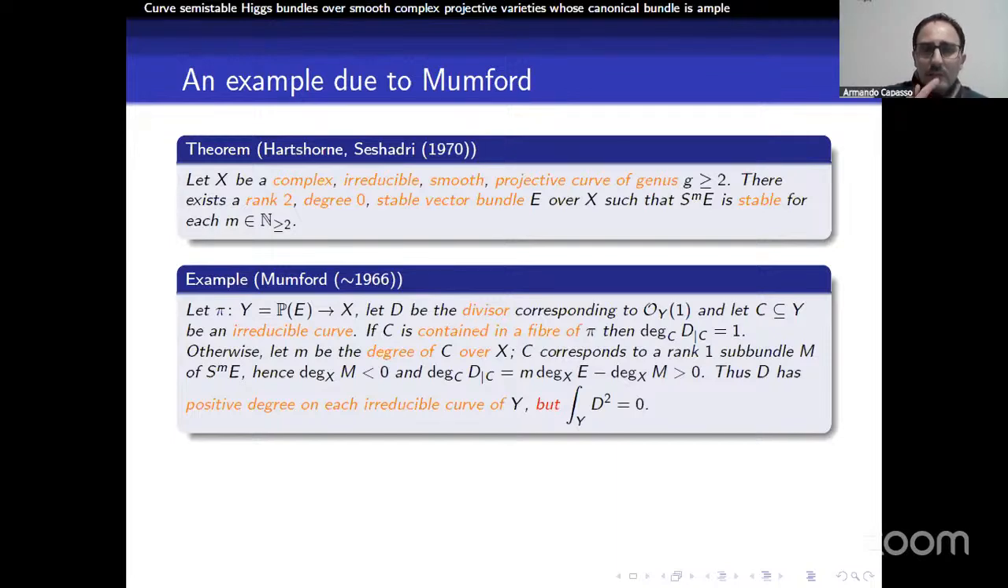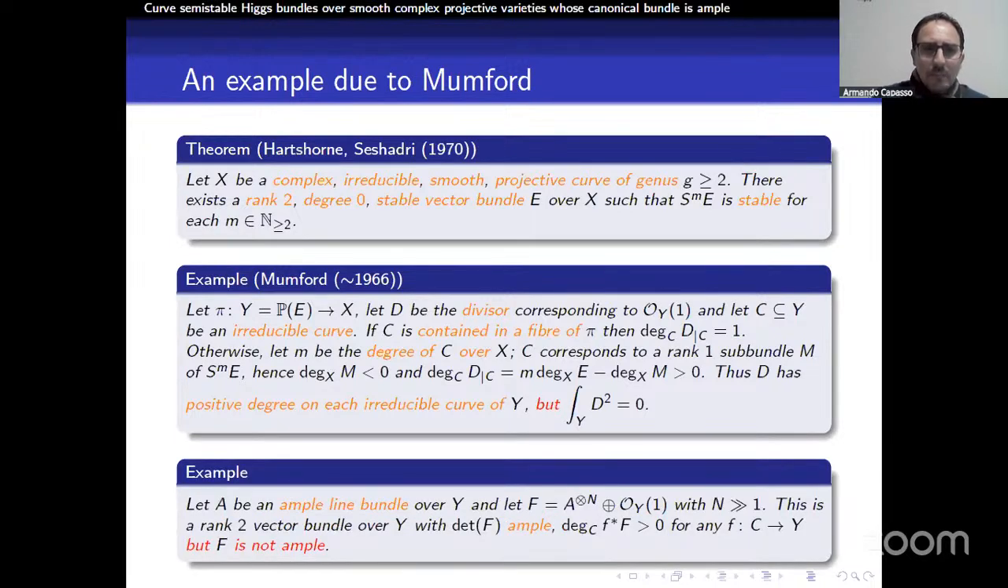By all this, D is a nef divisor which has positive degree over every curve. But the self-intersection of D is 0, so by the Nakai-Moishezon criterion, this D is not ample. That is, the vector bundle E is nef, but not ample. Okay? Now, I use this example.